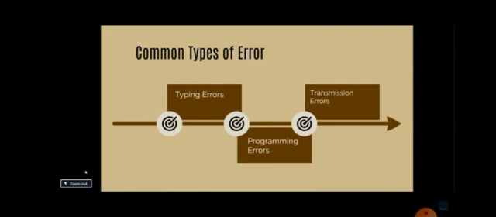Let's discuss some of the most common types of error. First one, I told you, is typing errors. Second one is transmission errors, and third one is programming errors. So let's start with the typing errors. Basically, people make typing errors when using the keyboard. They might accidentally hit a wrong key, resulting in a wrong word or number being entered.